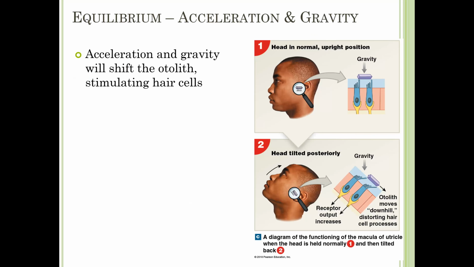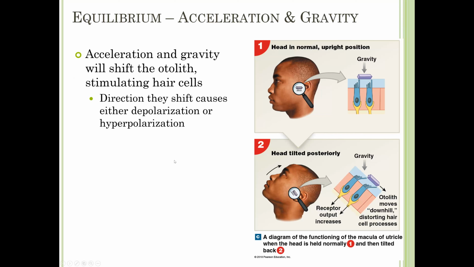So the way that the maculae work is that when you have acceleration and gravity, which we'll look at gravity first because you can test that one while you're just sitting still. If you were to bend your head backwards, for example, the gravity is going to pull on those little stones and cause them to slide backwards, which is going to cause the gelatinous material to move, which is going to bend the cilia of the hair cells, and you will get either depolarization or hyperpolarization, depending on the direction they shift. So remember, if they shift toward the kinocilium, it's depolarization. If they shift away from the kinocilium, it's hyperpolarization.